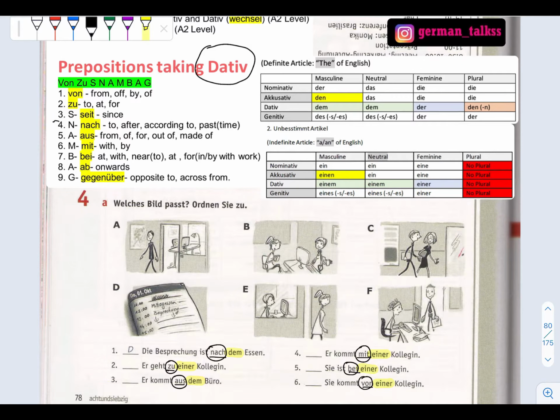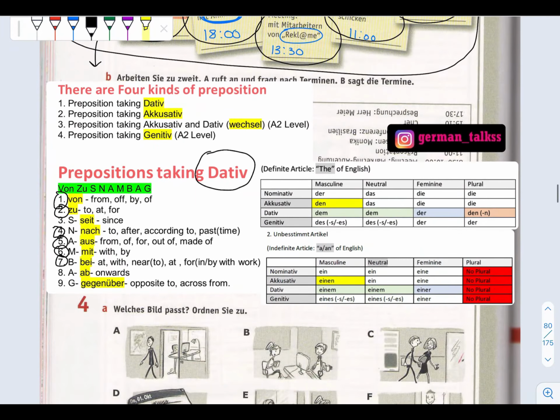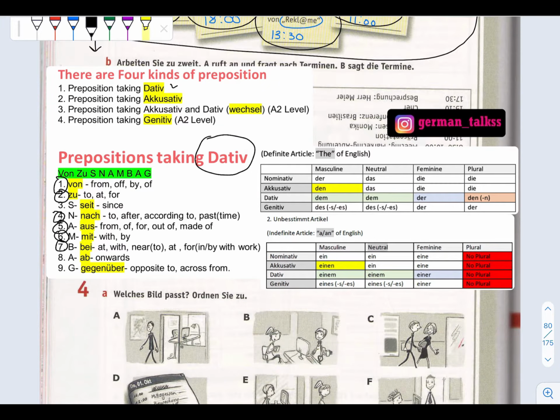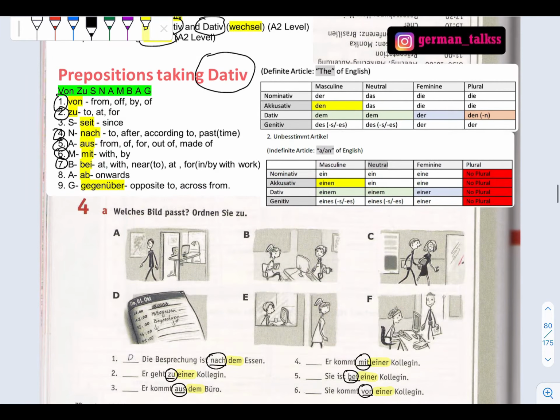For example, nach, zu, aus, mit, bei, and von. There are some prepositions which take dative case, there are some prepositions which take accusative case, and there are some prepositions which take both accusative and dative case, and there are some prepositions which take genitive case. Today we are going to discuss the prepositions which come under dative case.